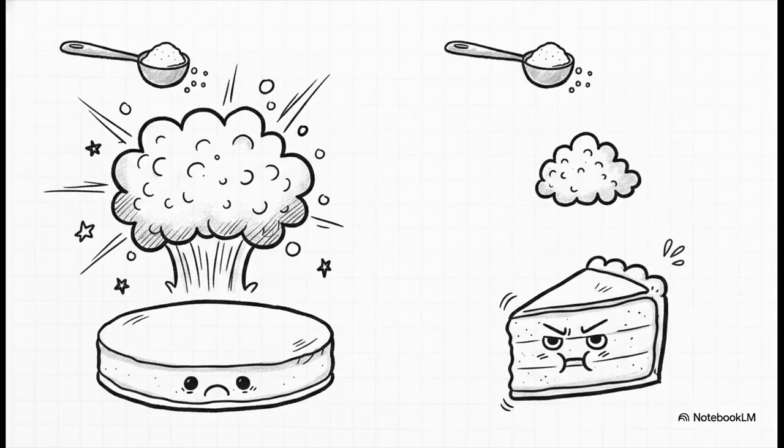It's because baking soda is highly potent. We're talking roughly 3 to 4 times stronger than baking powder. A simple 1-to-1 swap just won't generate enough gas, leaving you with a totally flat, lifeless bake.